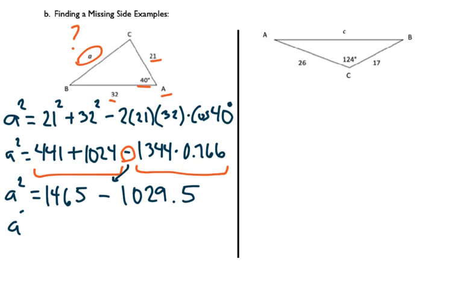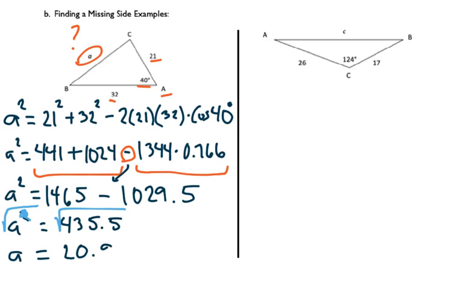Now, let's do A squared is equal to 1,465 minus 1,029.5. And that gives us 435.5. Now, what do we do when we have something squared equals a number? How do I get that variable by itself? Well, you take the square root of both sides, and that undoes it over here. So we're just left with A. And if I take the square root of 435.5, I'm left with 20.86863675. We are going to round it to the nearest tenth, so 1 decimal place. In that case, we're going to round up to 20.9.